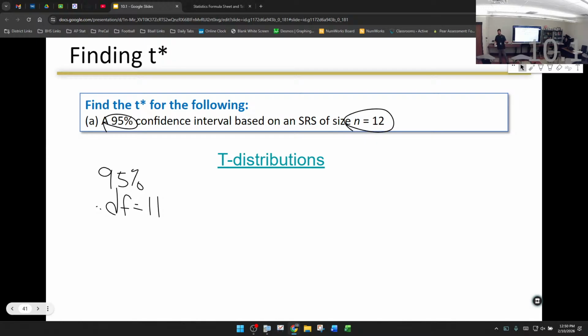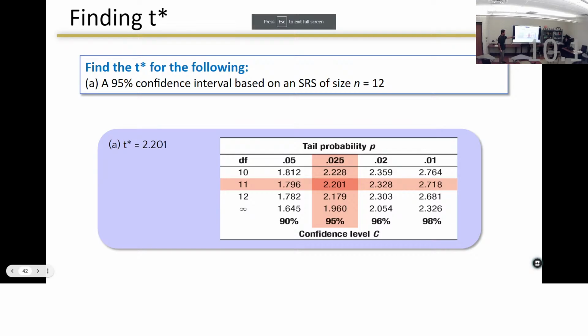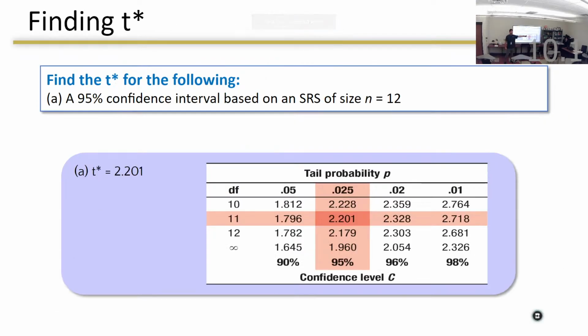On my NumWorks calculator, I can do the 95. That makes me think you can do it on Desmos too. And if you can do that on those calculators, why can't you do it on ours? Because, never mind. There it is, 2.201 if you're using the table. Seriously, the table might be the easiest still.